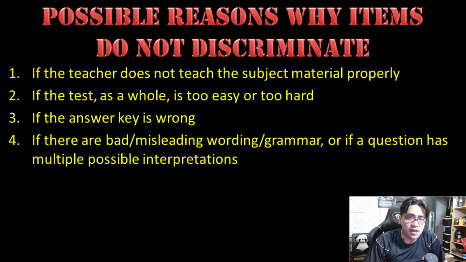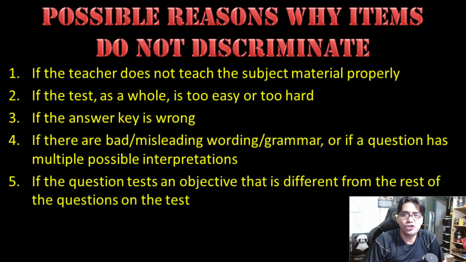And another possible cause for why your question is not discriminating is if the question tests an objective that is different from the rest of the questions on the test. Any item on the test should be consistent with the rest of the test in measuring learning goals and objectives. If any item on the test measures a learning goal or objective that is different from the objectives of the rest of the test, then you can expect that it will not be able to discriminate students properly.